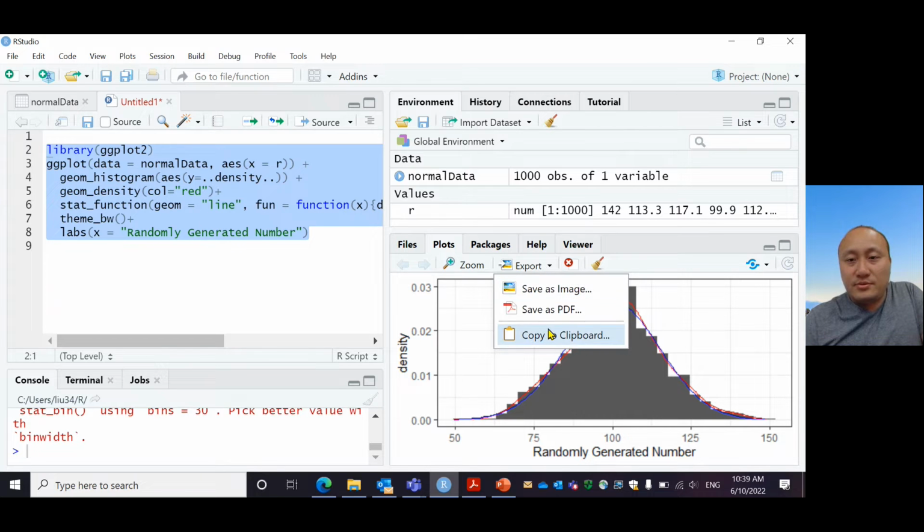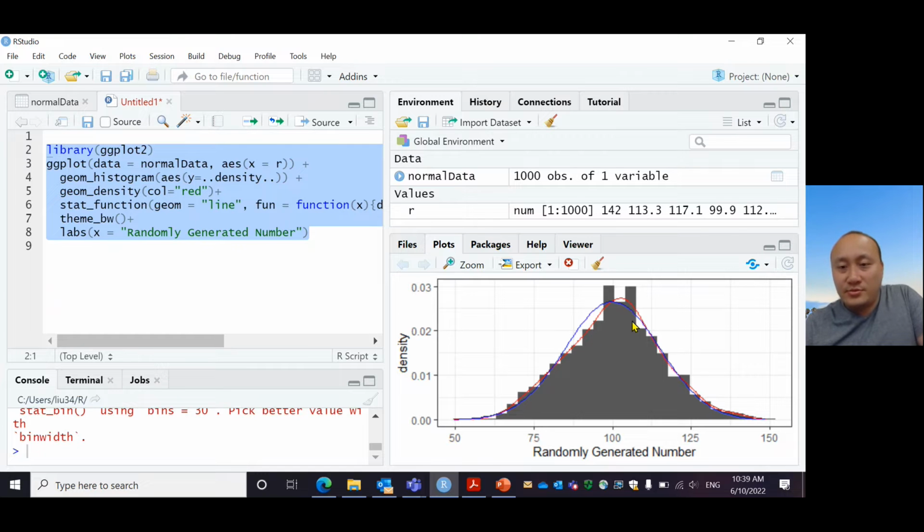All right, so you can export your graph if you like. And we can see that the histogram looks quite normal. It's bell-shaped, symmetrical. The center is at 100, and the standard deviation is probably 15. Right? And you look at the two curves: the red curve is the density curve based on the 1,000 random draws, and the blue curve is the theoretical density curve of the normal distribution. Ideally, we want to see the blue curve and the red curve very close to each other. And in this case, it's not too bad. It's a little bit shifted, but it's quite close. All right.